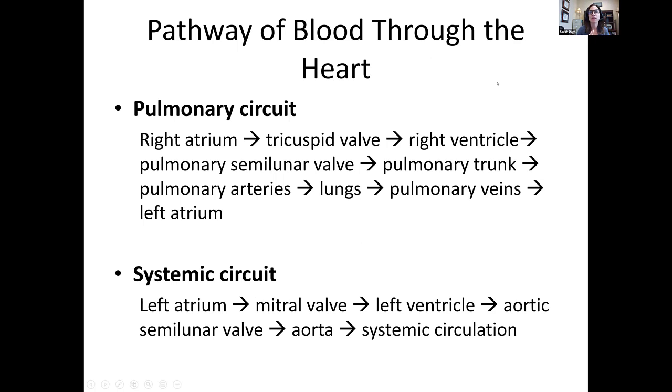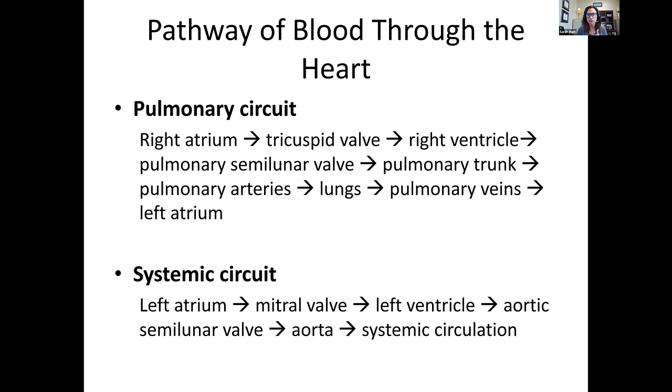Let's talk a little bit about the pathway of blood flow through the heart. Now that we've gone through all of the anatomy, all the parts and pieces, and what the valves look like, let's talk about how the blood is moving through the heart. You know from that little heart drawing that I showed you that we have a pulmonary and a systemic circuit. We'll go through the pulmonary circuit and the systemic circuit.